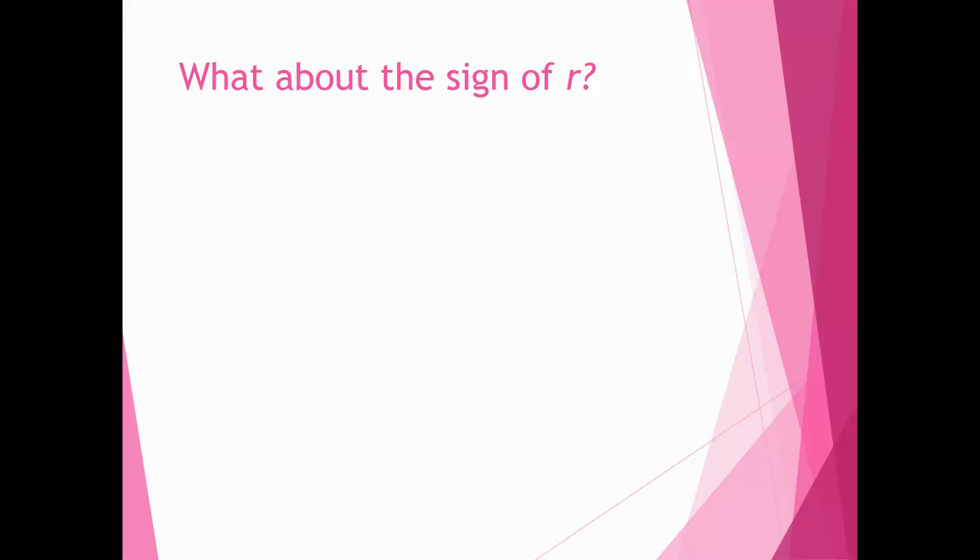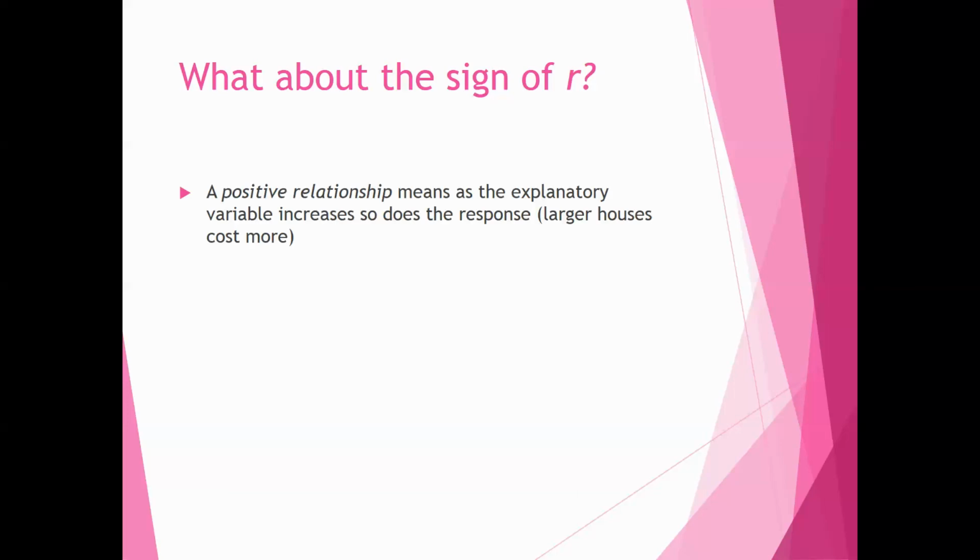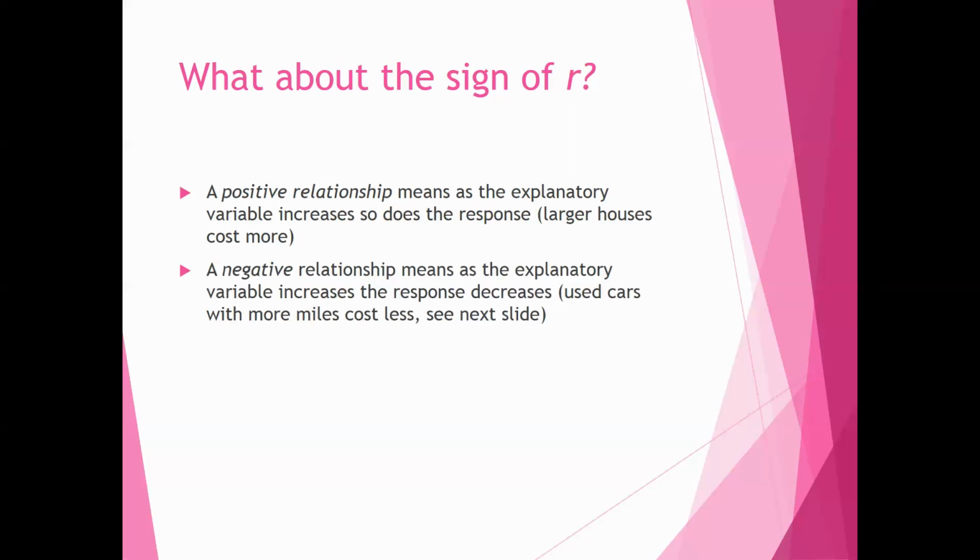How about the sign of R? So R could be positive or negative. What does the plus or minus tell us? Well, a positive relationship means that the bigger the explanatory variable, the bigger the response variable. Larger houses cost more. That's a positive relationship. On the other hand, a negative relationship is just the opposite. The larger the explanatory variable, the smaller the response variable. The more miles there are on a used car, the less they cost.